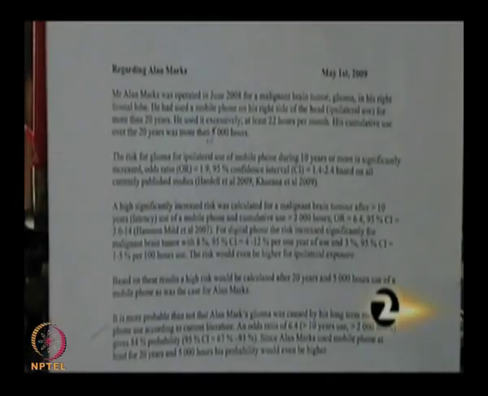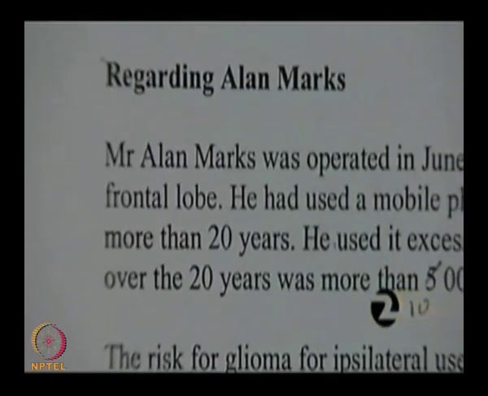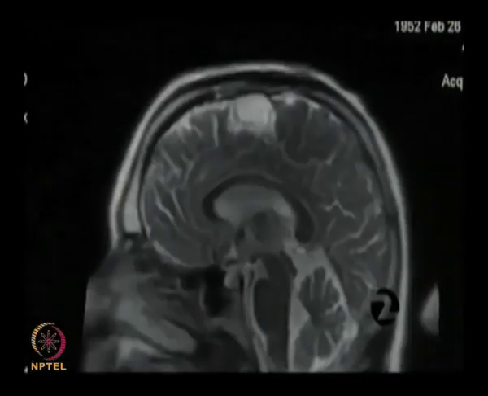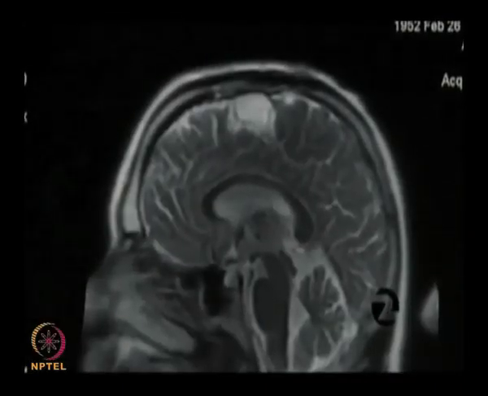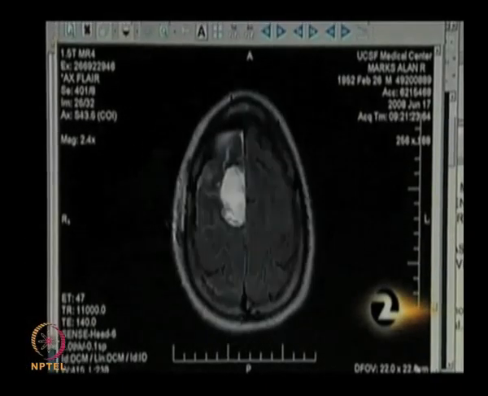One prominent doctor went on record that Mark's cell phone use likely caused his golf ball-sized malignant brain tumor called an oligodendroglioma. Of actually holding that thing to my head 10,000 hours.